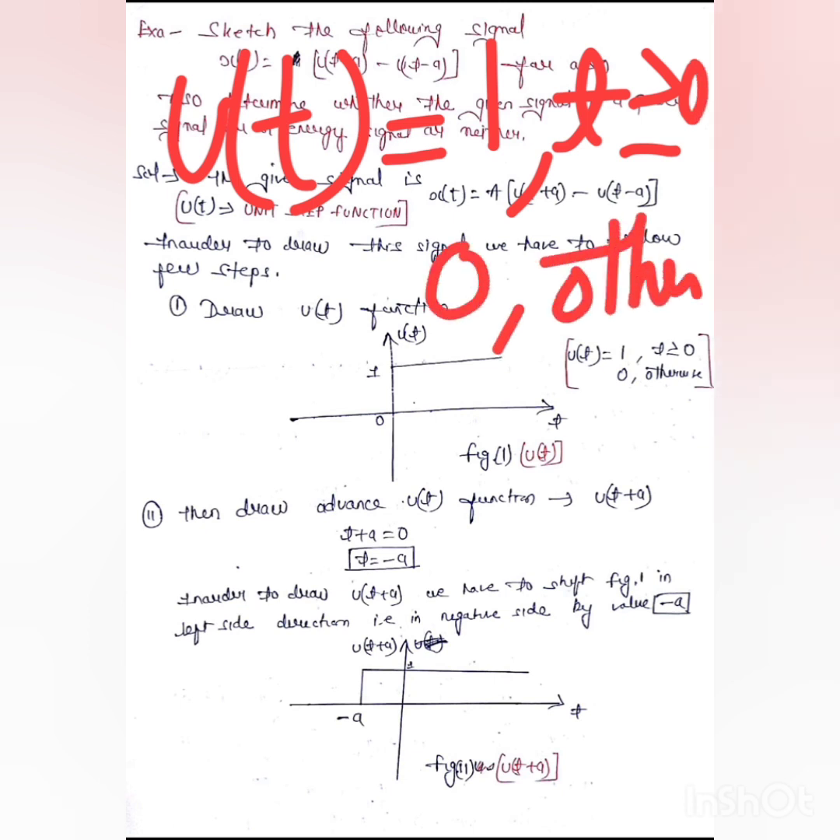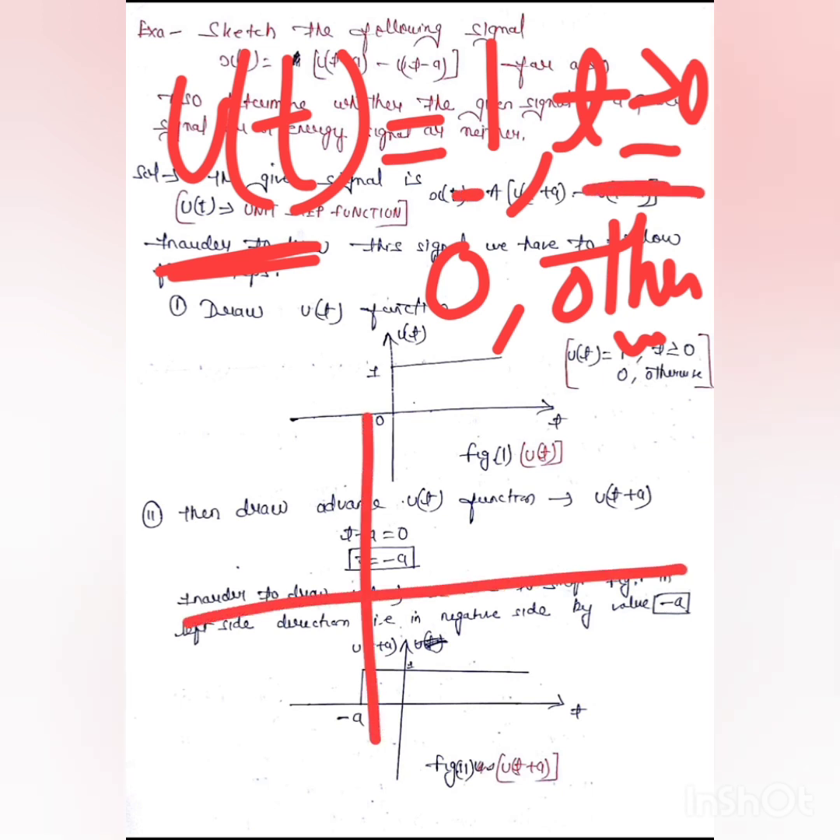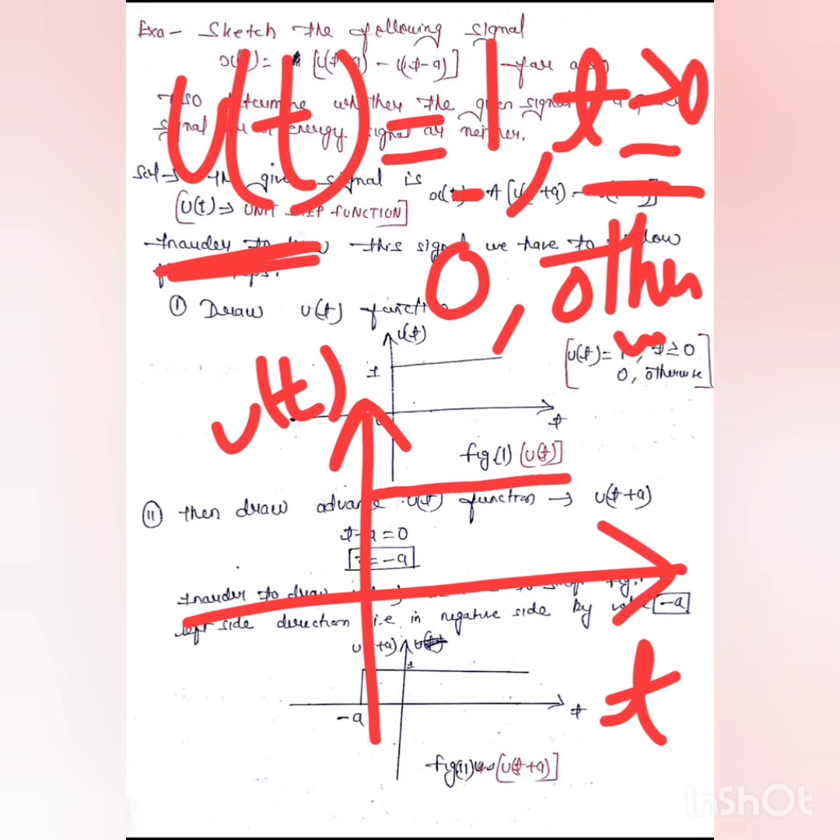This is the standard form of the u(t) function. That means the value of u(t) is always 1 when t is greater than or equal to 0. That means this is the figure. This is time and this is the u(t) function. It has value 1, starting from 0 till infinity. This is the u(t) function.